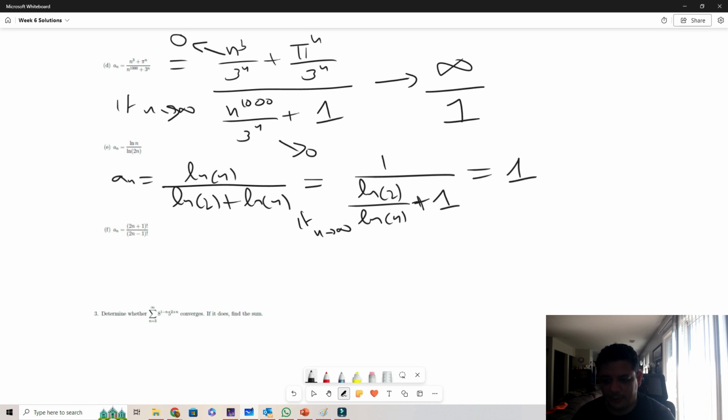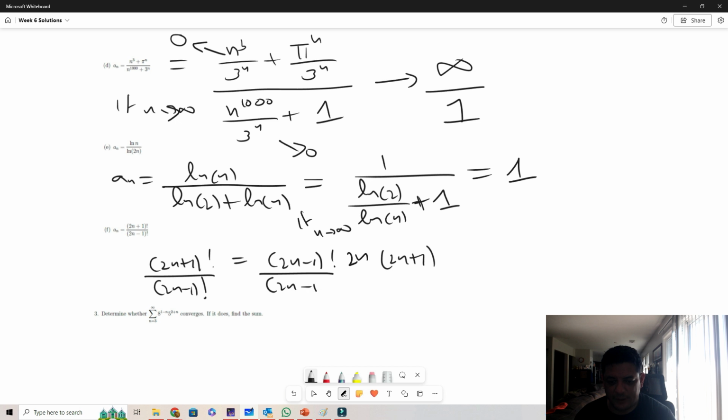For F, we have a ratio of factorials, but (2n plus 1) factorial can be really seen as (2n minus 1) factorial times 2n times (2n plus 1). And of course, because we're dividing by (2n minus 1) factorial, that's going to create a factor that we can actually cancel out. And so at the very end, that ratio is just going to transform my sequence into 2n times (2n plus 1). And that's going to infinity if n goes to infinity. So this is a divergent sequence.